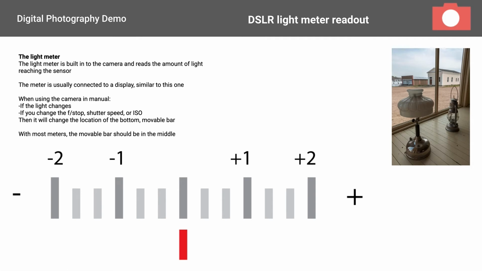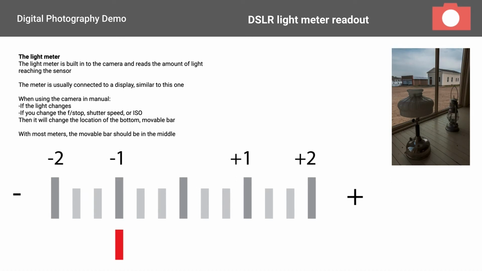If you have a DSLR, the light meter will probably look something like this. So this is the meter readout. This is correct exposure. You'll usually have a row of little bars like this. -1 and -2 is underexposure, +1 and +2 is overexposure. You want to usually get the bottom bar in the middle, and you can see the little picture on the right shows you correct exposure for that scene.